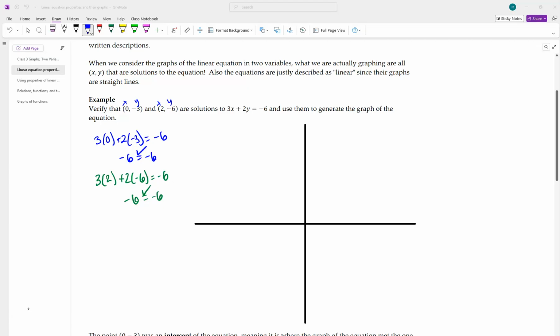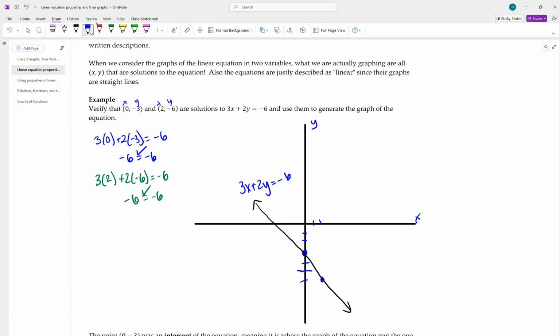Okay, that's fine. And then it says use these points to generate the graph of the equation. So really, to generate the graph, I'm going to just plot the points. This is x and this is y. And then we go 2, and then we go down, that's 3, 4, 5, 6. So then I get something like that. And then the line that I would make that connects these two points is something like that, and that line would be all solutions that satisfy the equation 3x + 2y = -6.